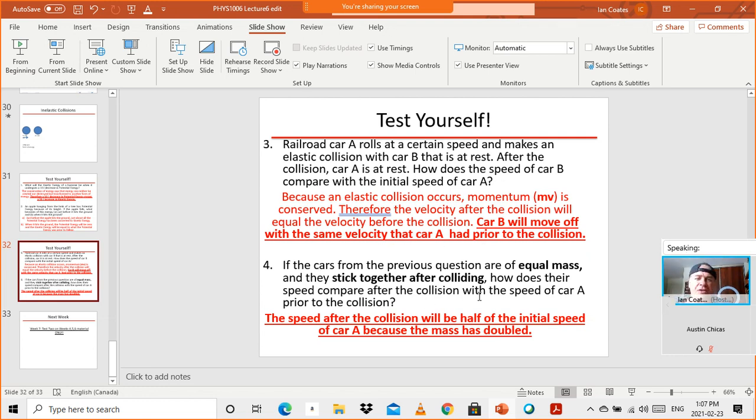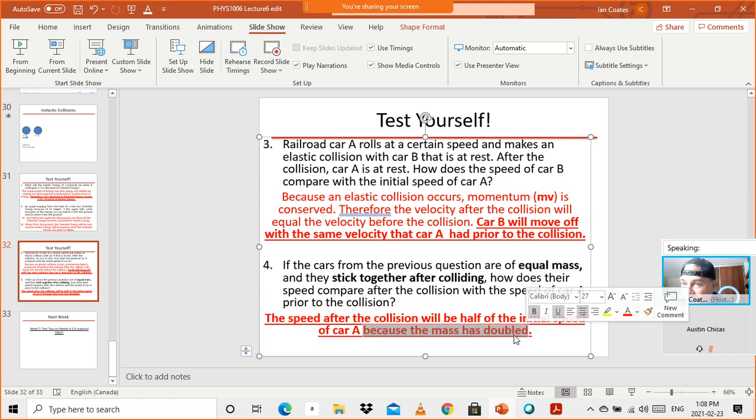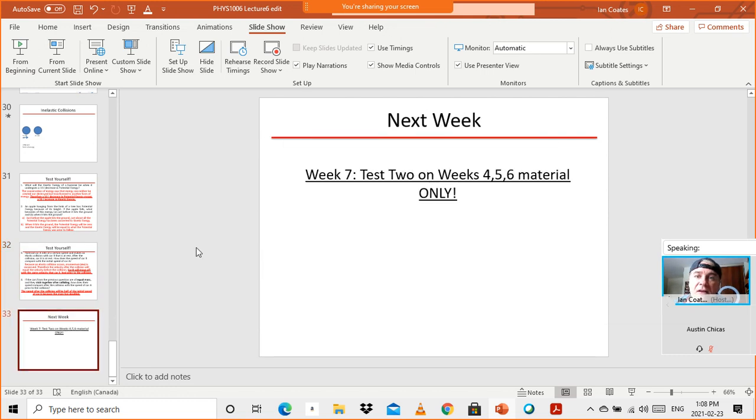Number 4, last question. If the cars from the previous question are of equal mass and they stick together after colliding, how does their speed compare after the collision with the speed of car A prior? And the answer is the speed after the collision will be half. Because if you use that formula there, if they're all the same mass, okay, then now the mass is doubled. All right, and that's your momentum.